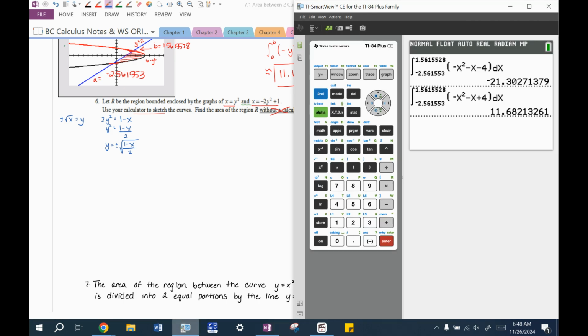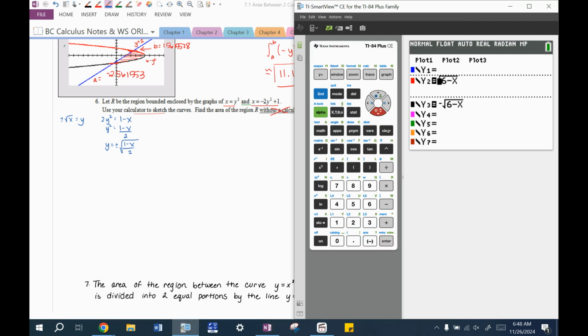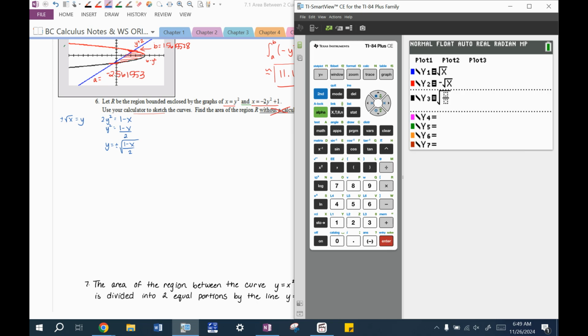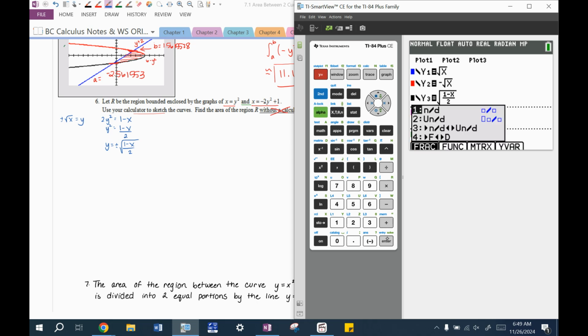So let's graph this. Square root of x, negative square root of x, and then square root of the fraction 1 minus x over 2. If you don't have the fraction option, put parentheses around 1 minus x and then divide by 2. And negative square root of the fraction 1 minus x over 2. Zoom 6.